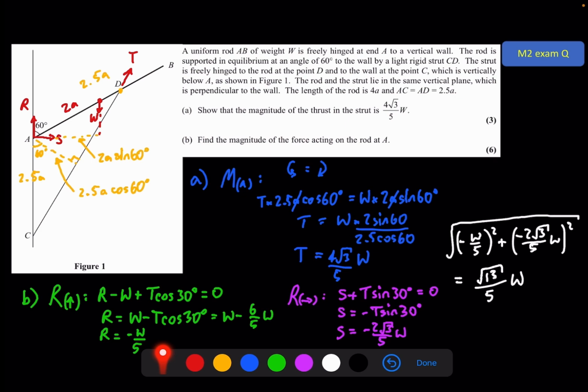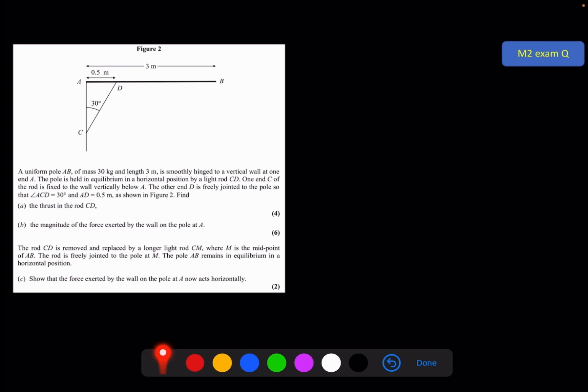Fourth and final example is similar to this to reiterate some of the ideas we just talked about there. So we have a uniform pole, AB, of mass 30 kilograms. Again, uniform means straight away I can put that weight of 30G at its midpoint. It's got length 3 meters, smoothly hinged to a vertical wall at one end A. The pole is held in equilibrium in a horizontal position by a light rod, CD. One end of the rod is fixed to the wall vertically below A, the other end is freely jointed to the pole so that ACD is 30 degrees, AD is 0.5, as shown in figure 2.